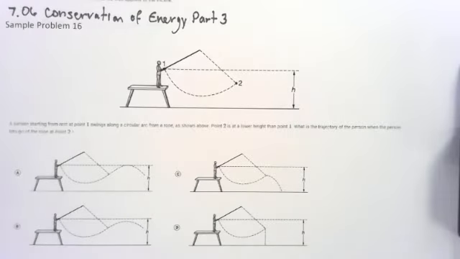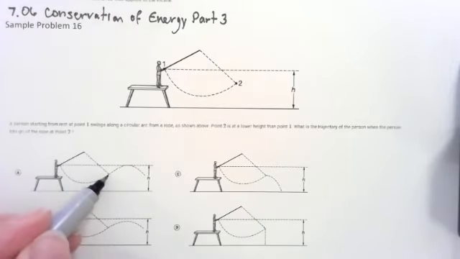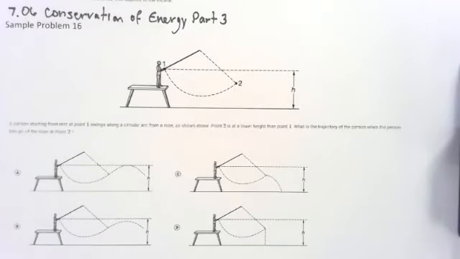A person starting from rest at point 1 swings along a circular arc from a rope as shown above. Point 2 is at a lower height than point 1. What is the trajectory of the person when the person lets go of the rope at point 2? So they're starting here, they're swinging to here, here's where they let go, and we want to know which one of these best represents their motion.